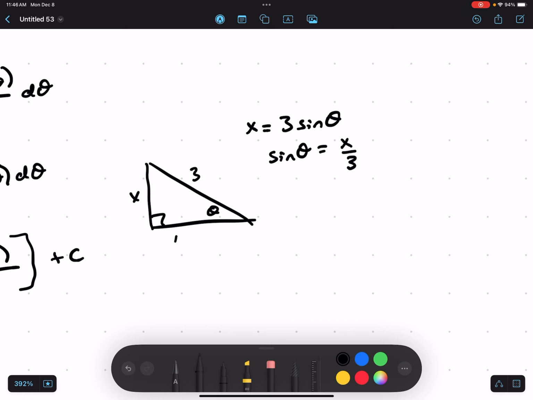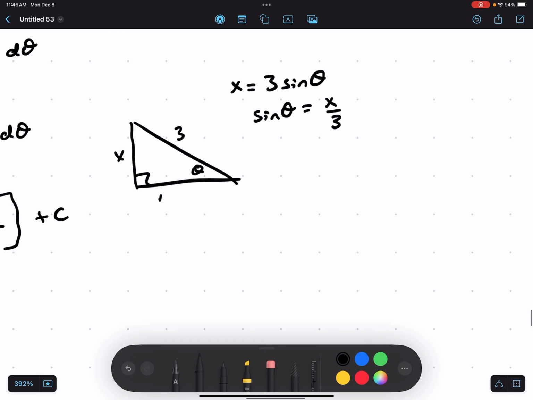And so now we can solve for what's down here. And we're going to set this equal to just y for now, just for simplicity's sake. And we'll say hypotenuse squared, which is 9, equals x squared plus y squared. We're solving for y, so y equals the square root of 9 minus x squared. So this here is the square root of 9 minus x squared.